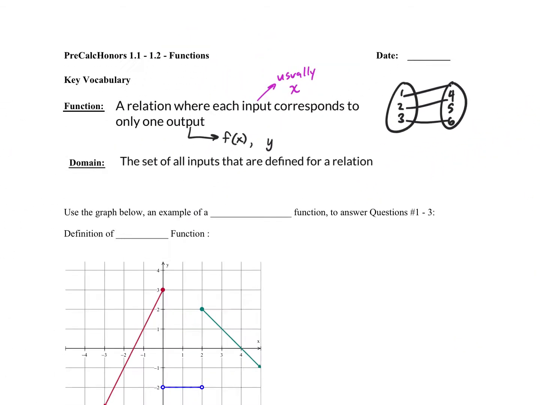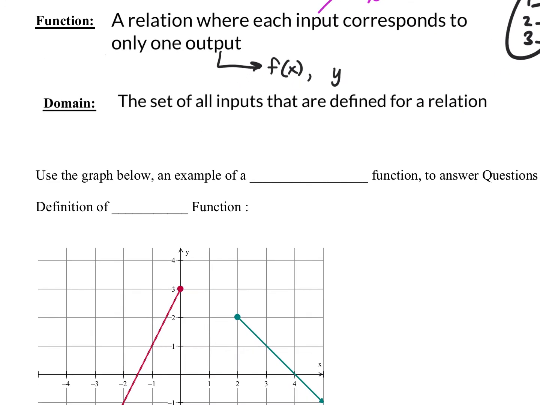So that's a function. What else do we care about? Well, we also care about domain. As you can see here, the domain is the set of all inputs, usually x, that are defined for a specific relation. So what do we need to worry about? When we deal with domain, we don't want to divide by 0. Let's do no-nos. We don't want to divide by 0. Let's make it clear that we don't like that.